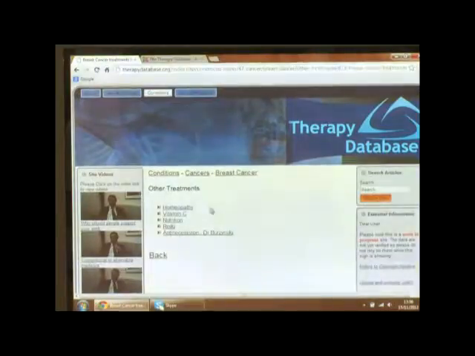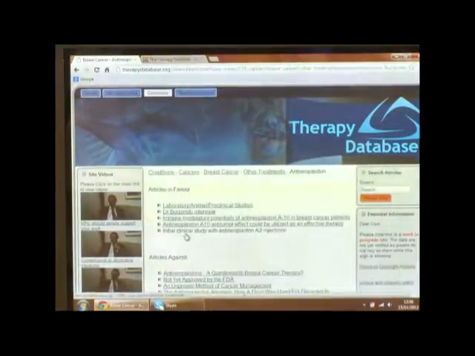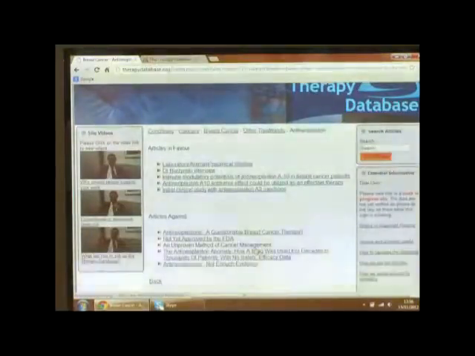And here we have 5 example other treatments. Let's take, for example, antineoplastins, which were developed by Dr. Burzynski. And here we have 1, 2, 3, 4, 5 typical articles in favor and 5 typical articles against. And if you look at the top here now, we've got a little breadcrumb moving along: Conditions, cancers, breast cancer, other treatments, antineoplastin. So one sees how one's got there and can always go back again.